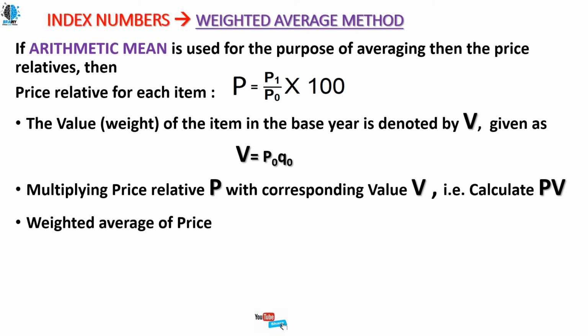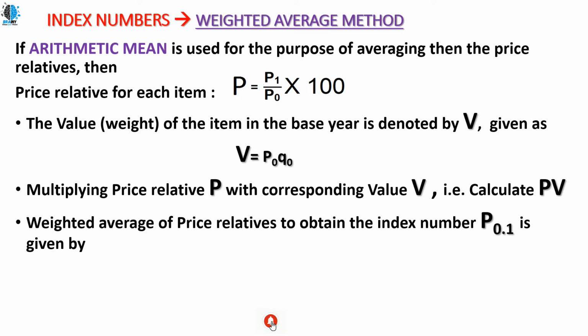The weighted average of the price relative to obtain the index number P01 is given by the formula P01 = ΣPV / ΣV, which means that the price index of the current year based on the base year is equal to the summation of the product of price relative and the weights, divided by the summation of all the weights. This is the formula of arithmetic mean to find the weighted average method.